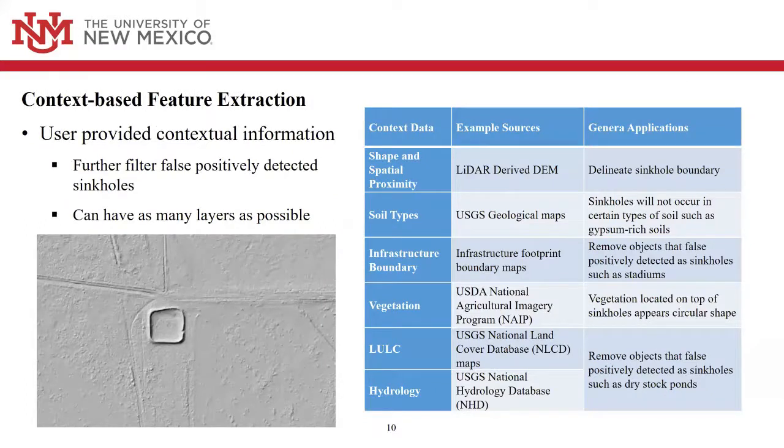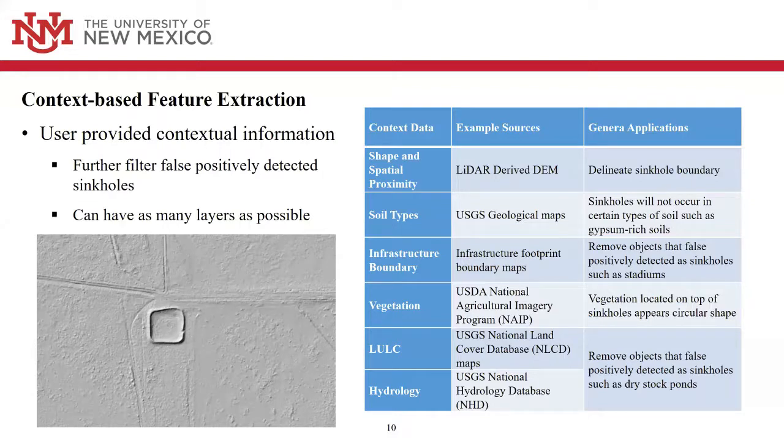Another context-based image analysis we may think about is that we have to further filter these results, to remove all the falsely detected sinkholes. Like I said, certain sinkholes won't be on certain landforms or land use types. So we can have all kinds of context data. There's no limit on how many types of context data you can have, but some typical things we want to consider are the shape and the proximity, which we already considered, and also soil types, infrastructure, boundary.